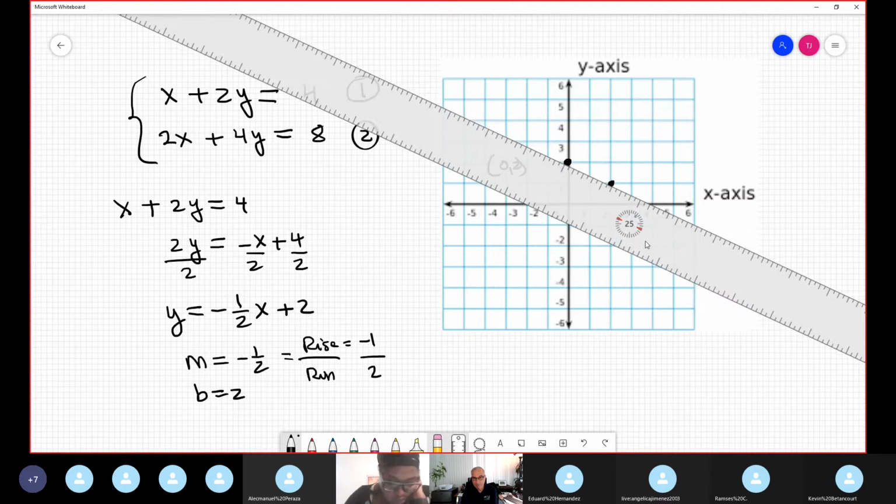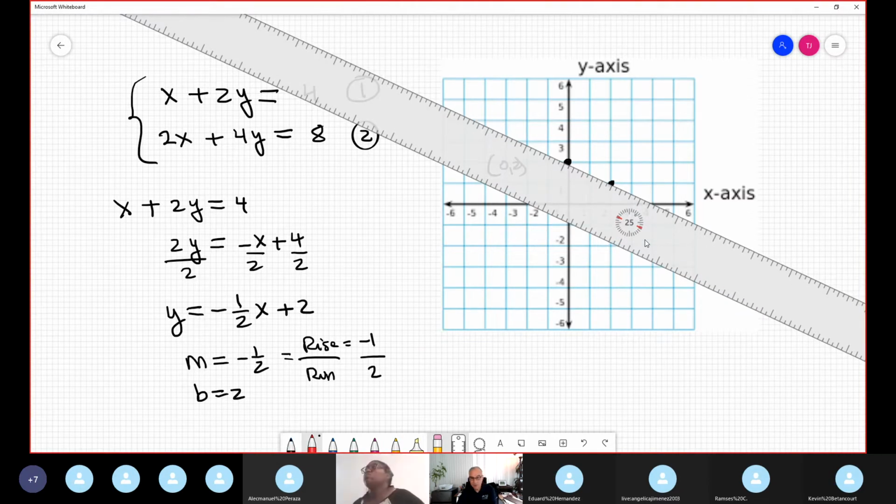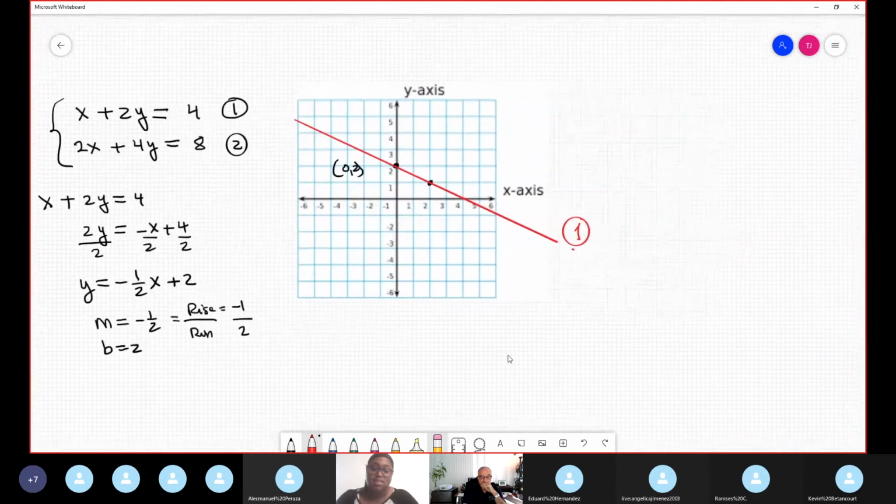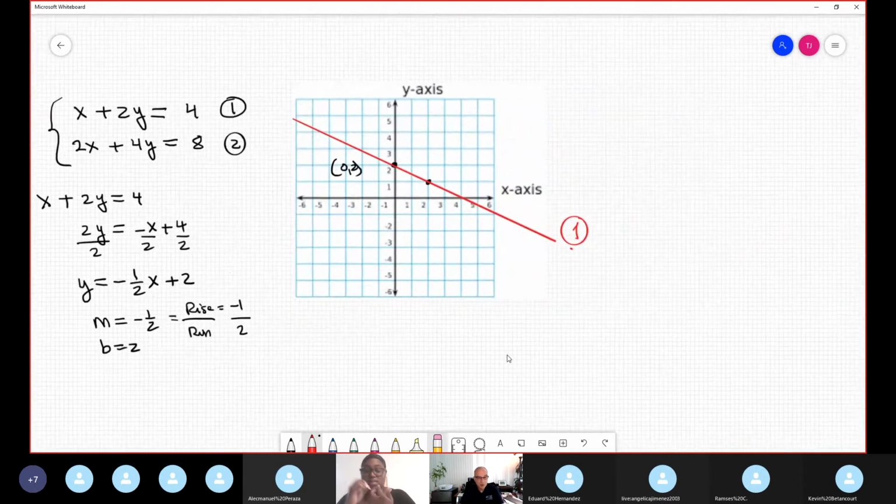Let it be. Good. Excellent. Okay, this is 2,1. Let me make it a line. This represents the equation 1. Okay, this is equation 1. Equation 2 is similar. Look, it's similar.